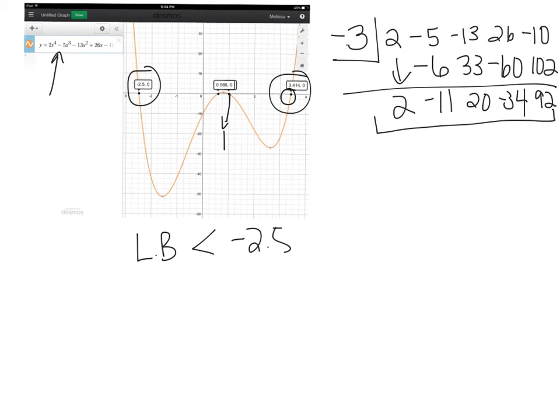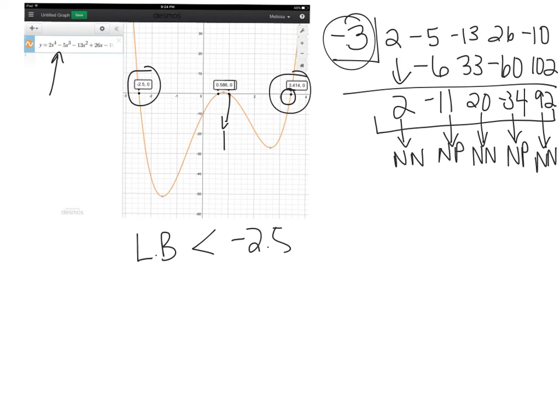So, if you look at the bottom, it alternates between non-negative and non-positive because I have a non-negative here, a non-positive number here, non-negative, non-positive, and non-negative. So I already know that negative 3 is my lower bound. Now I have to test for my upper bound, and since right here on the graph, my highest zero is at 3.4, I know that my upper bound has to be greater than 3.4. 3.414, I guess, if I use all the decimals.